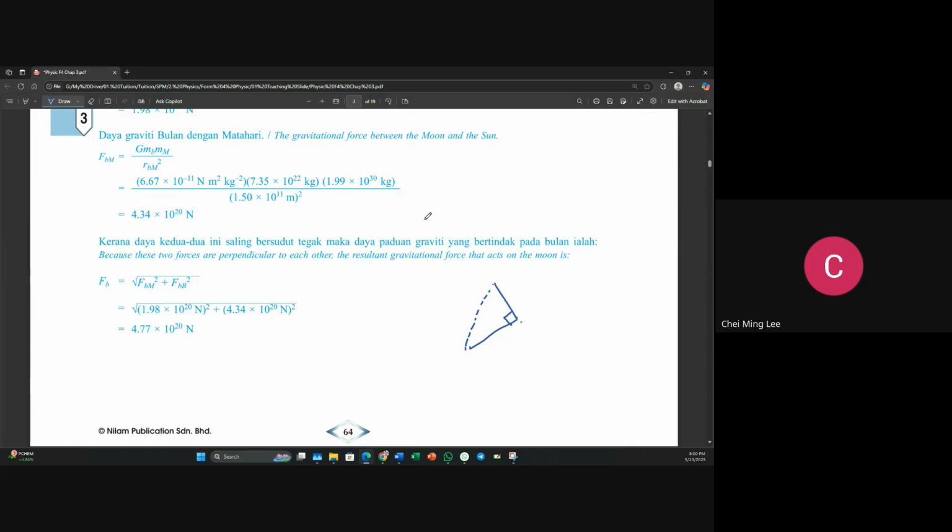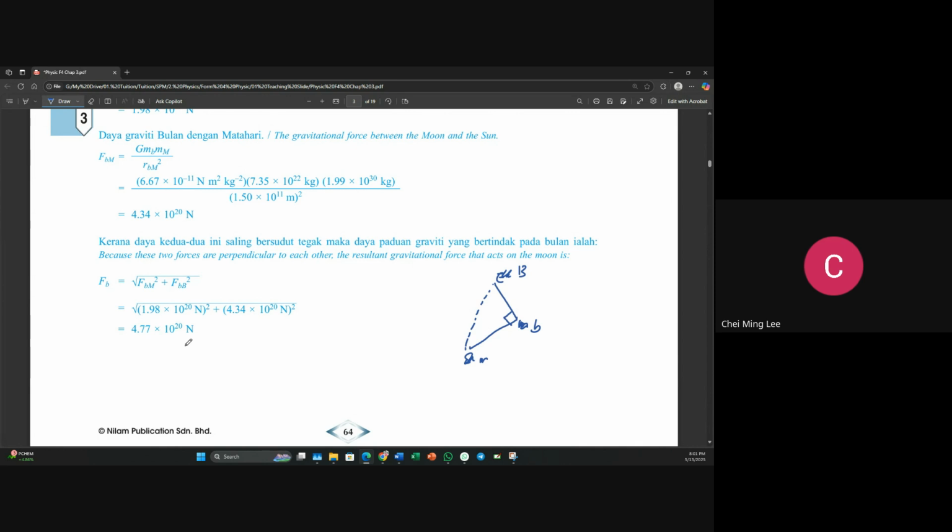Let's say this is Moon to Earth, Moon to Sun. I want to see the resultant force between them. So this will make it a triangle. So we use Pythagoras' theorem. You just use F_ME squared plus F_MS squared, and then square root the whole thing. So you get 4.77 times 10 to the power of 20.